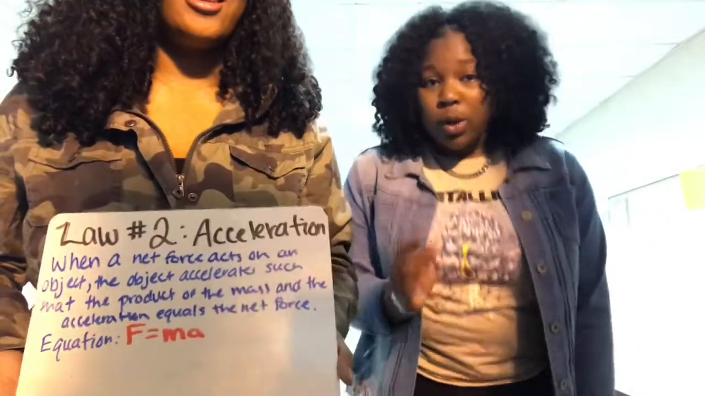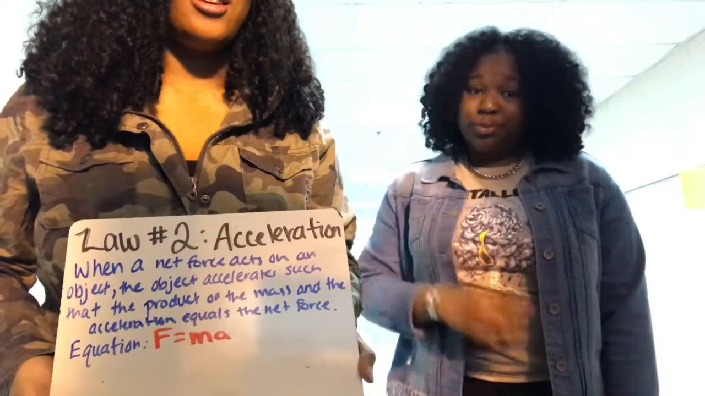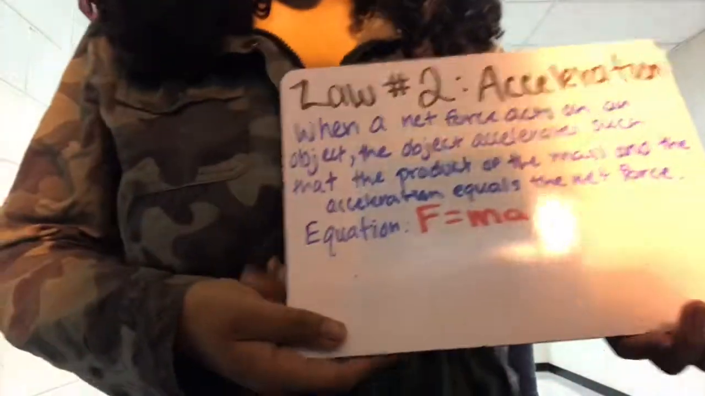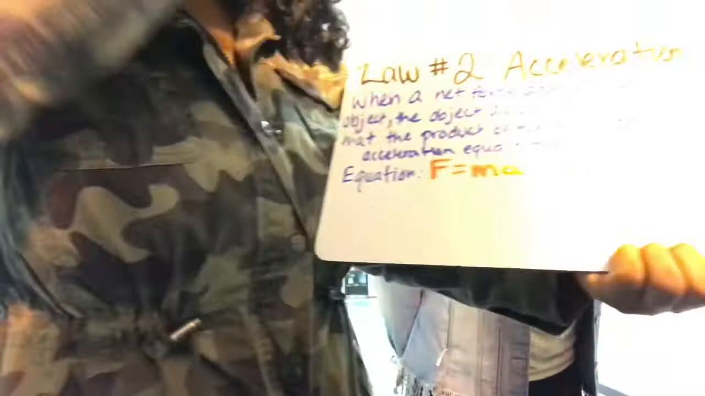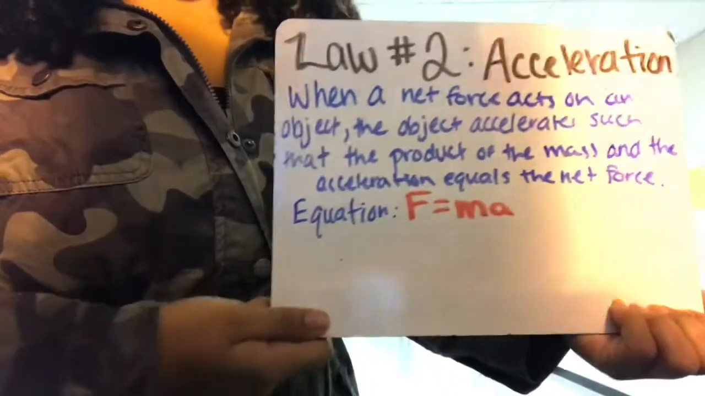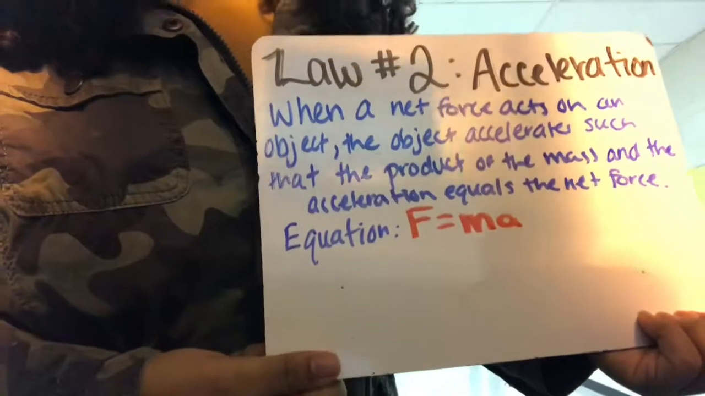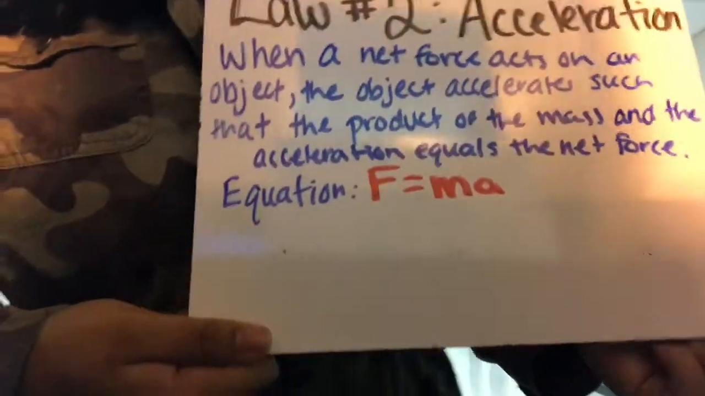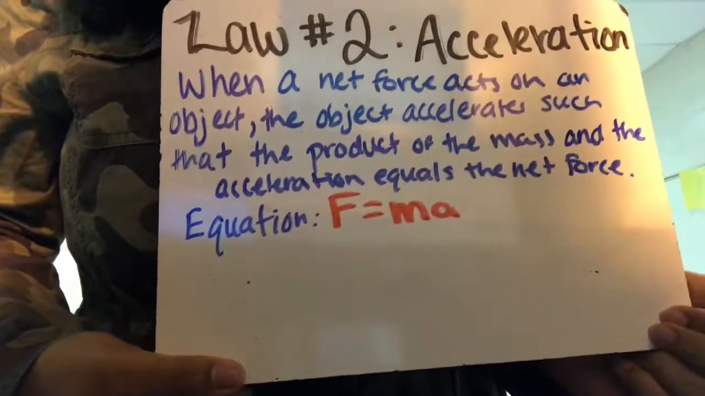For example, if you push a shopping cart with more force, it's going to accelerate more. Another example is if you have two objects that are going to accelerate at the same rate, but one is of smaller mass, you would need to use a greater force.